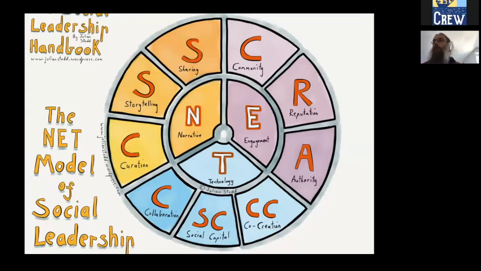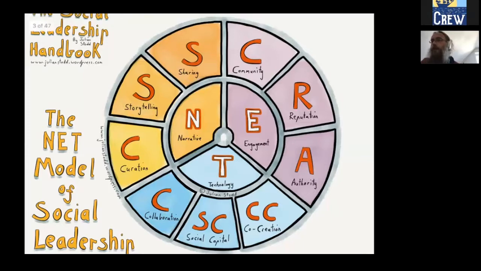Now, the journey is a circle. It's represented like that because we constantly revisit each of those areas. We don't just curate one space. We will come back to that over time and continue to build our reputation and so on. But this is the initial type of journey.